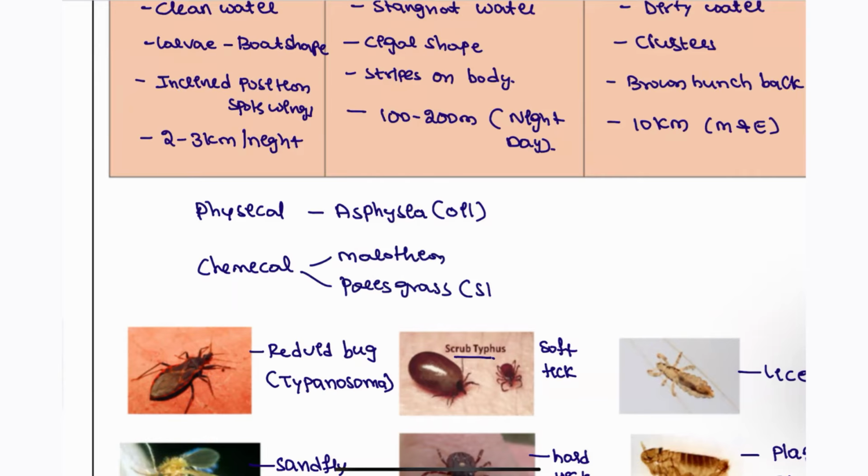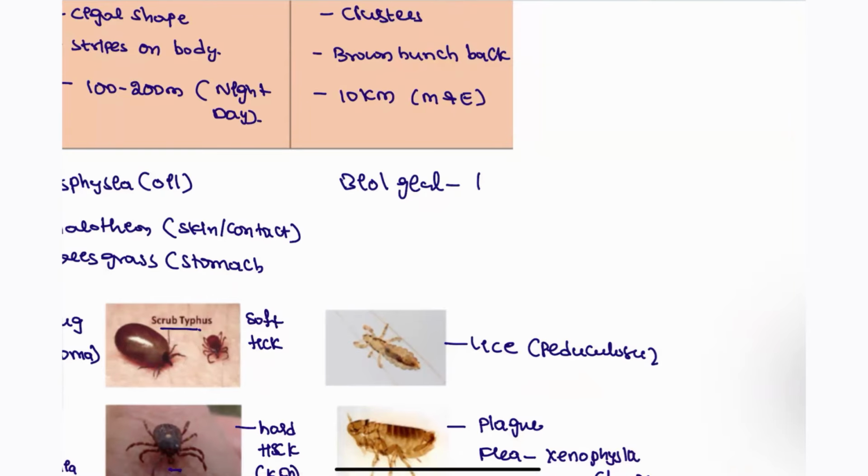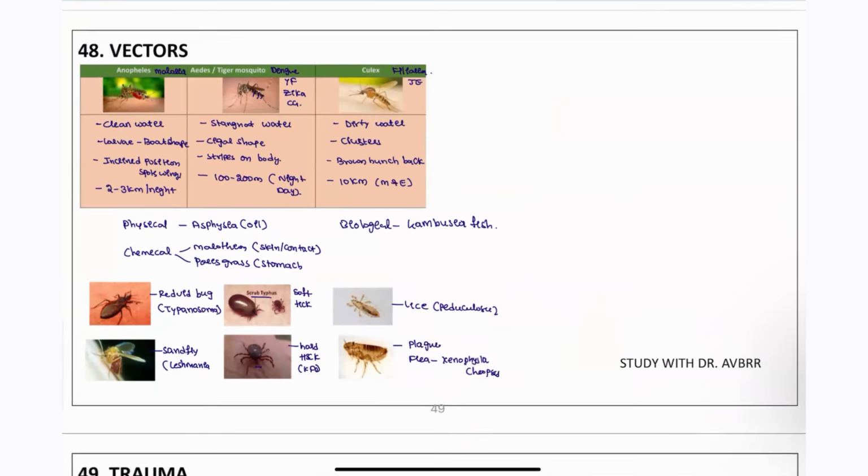Paris grass is for the stomach poison, and this is for the skin or contact poisoning. Next, biological. This is going to be fish, Gambusia fish. Okay, these are the important points for the vectors and their eradication.